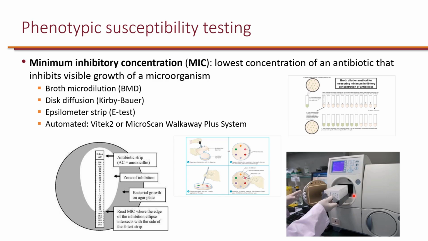So if a new antibiotic comes to the market, it may not be available in this machine, and that's where E-test comes in. Anytime a new antibiotic comes to the market, the manufacturers will make E-tests available so that micro labs can test for susceptibility so they can use the new antibiotic.